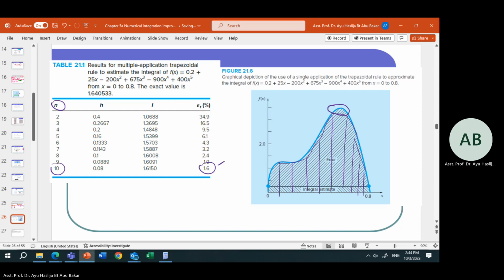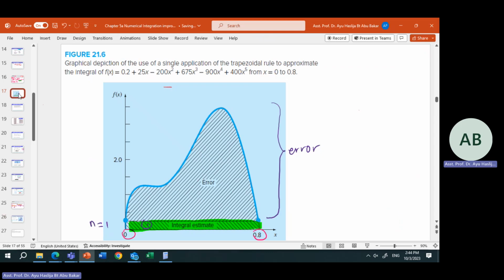Okay, get the concept? Between one single application and multiple application. For n equals to 1 just now, we didn't need to calculate the h. H means the step size. Step size is the distance between point x0 to x1, the height, in order to calculate the trapezoid.